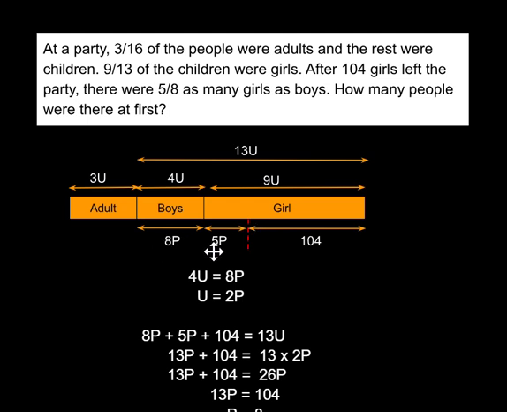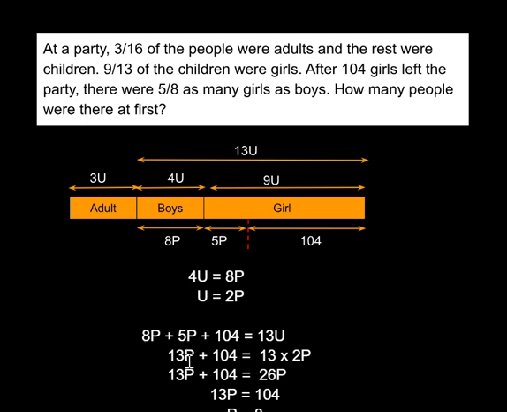And you have 8 and 5 here. Okay, so from the model itself, it becomes very clear that 4u is actually equal to 8p. So I can say that u is equal to 2p, because 4u is equal to 8p. I also can see that 8p plus 5p plus 104, this whole line, is equal to 13u. So I say 8p plus 5p plus 104 is equal to 13u.